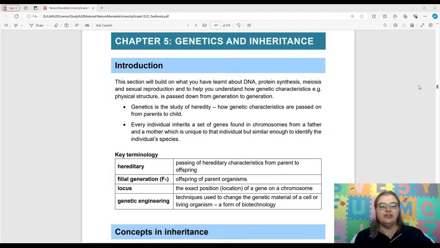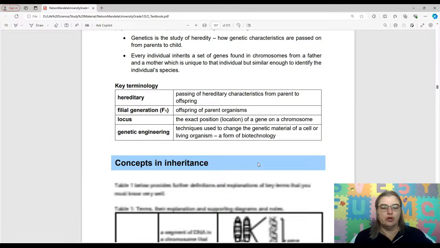So we know that every individual, let's talk about humans to keep it simple, every human inherits a set of genes, which are found in your chromosomes. You get some from your father and some from your mother, half to be exact. And that's what makes us unique, because there's a combination of these things that come about to create a unique individual. We are similar and we can be identified as part of or related to, but we are unique. We've got the key terminology there. I'm not going to go through that because there is another video covering that. So let's move on.